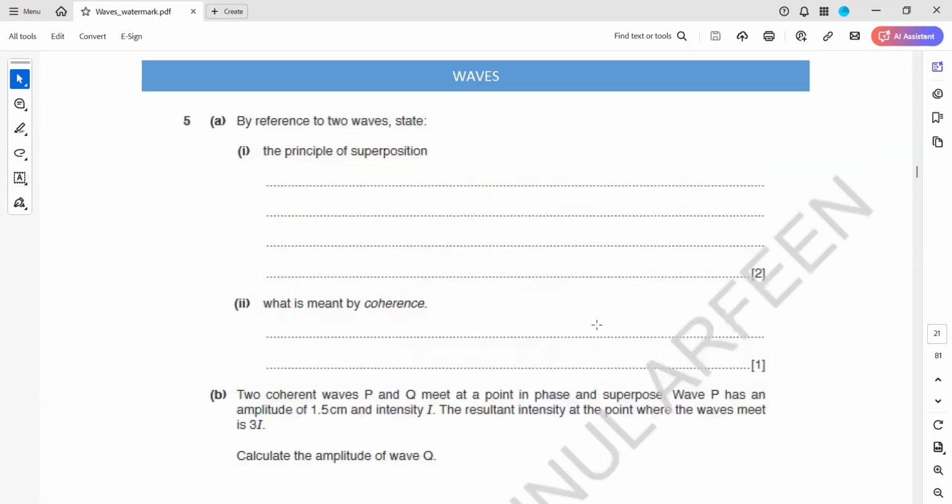On page 21, by reference to two waves, state the principle of superposition. What is the superposition principle? The superposition principle states that when two progressive waves meet at any point, the resultant of the two waves will always be equal to the algebraic sum of the two. When we say algebraic sum, it means when we add them, we get the total. So when two progressive waves meet at any point, the resulting displacement will be equal to the sum of each wave, or the algebraic sum of the two waves.